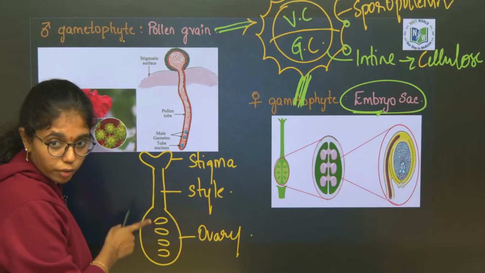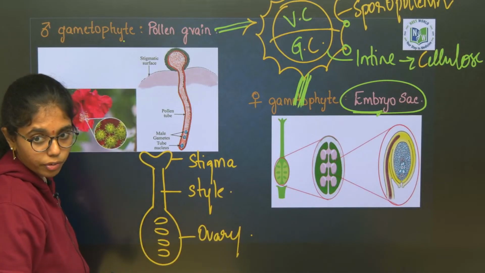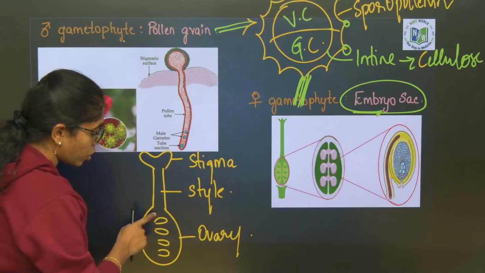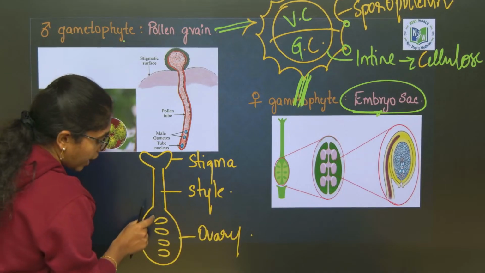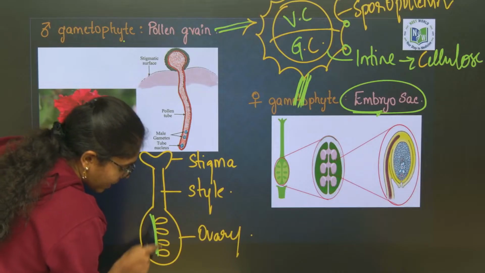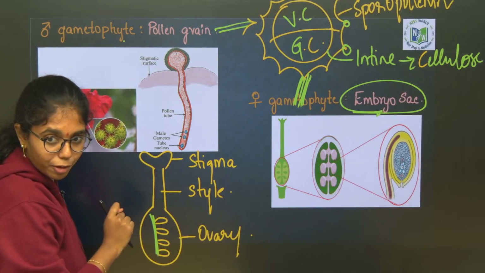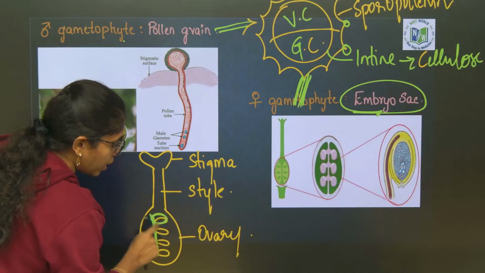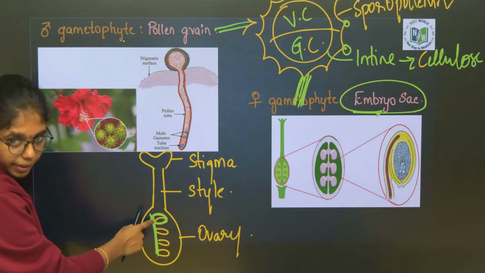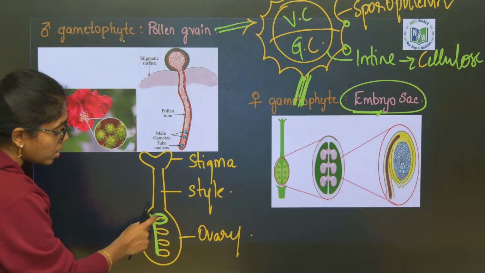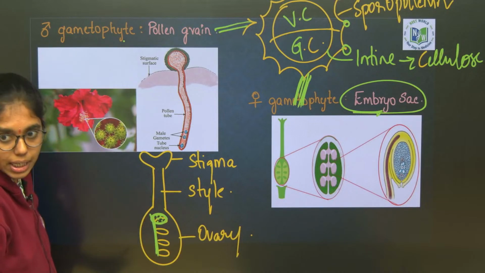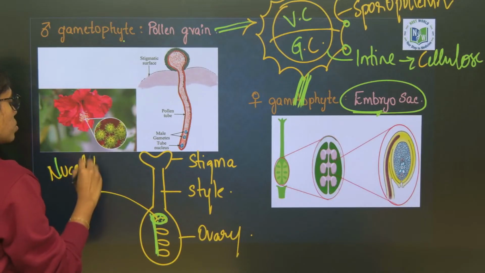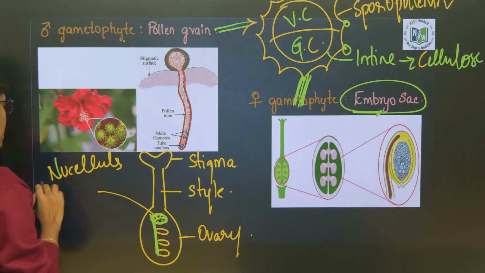You tell me what arrangement it is. The arrangement of ovules inside the ovary, which you will learn in morphology, is called placentation. If they are arranged along the ventral suture straight like this, it is what type of placentation? Marginal placentation. Inside, the ovule is diploid. Remember that. Inside the ovule, the cells present are called nucellus cells.